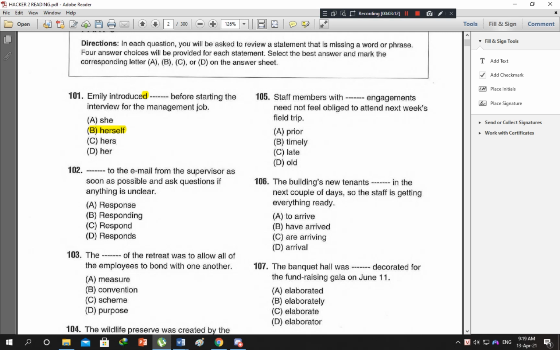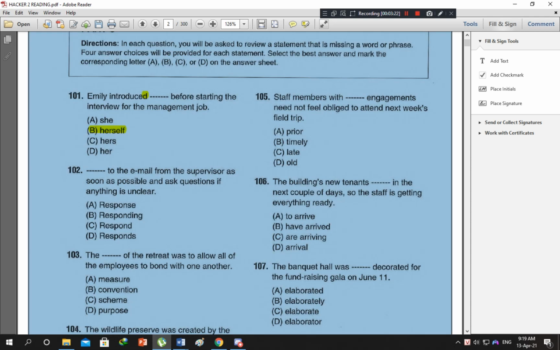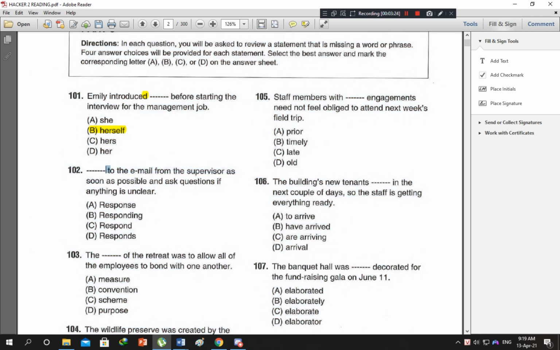102 is here. You have something before the preposition to, so at the beginning of the sentence. Do you know what we need, guys? The answer is we need a noun. We need a noun at the beginning of the sentence, in the blank right here. We're going to need a noun.